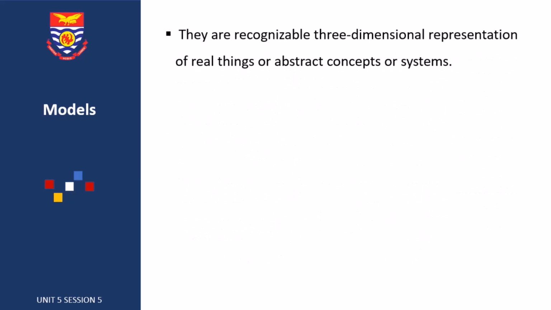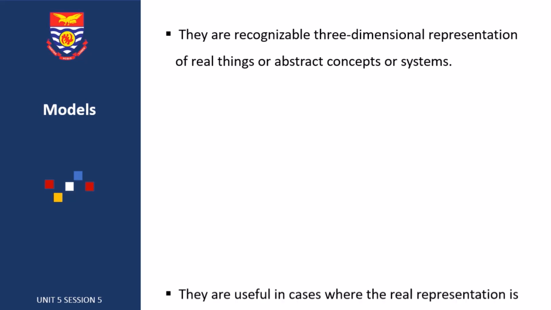Alright, next one is models. They are recognizable three-dimensional representations of real things or abstract concepts or systems. There are some of the concepts that you will not get the real thing to show to students. Something like the solar system. You will not get the solar system to show to students, and so you need something to represent it. In this case, using these models would help.